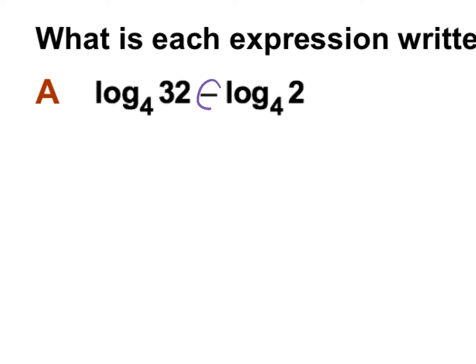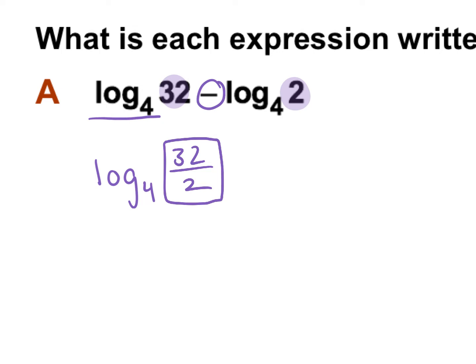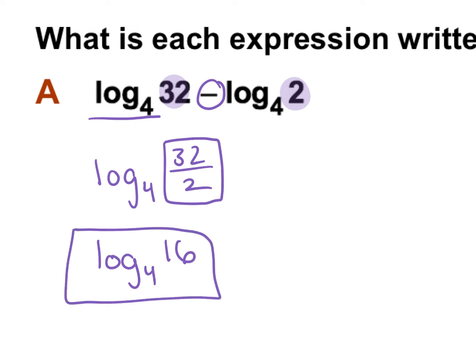Here, we're subtracting. So what goes with subtraction? Division. So we keep our log and whatever the base is the same. So we're going to do log base 4, and it's always the first number divided by the second one. So this will be 32 divided by 2. So when we condense it, we just have one log. We get rid of the other one. And then we can simplify this a little bit more because I can simplify 32 divided by 2. What is 32 divided by 2? 16. So my answer is log base 4 of 16.